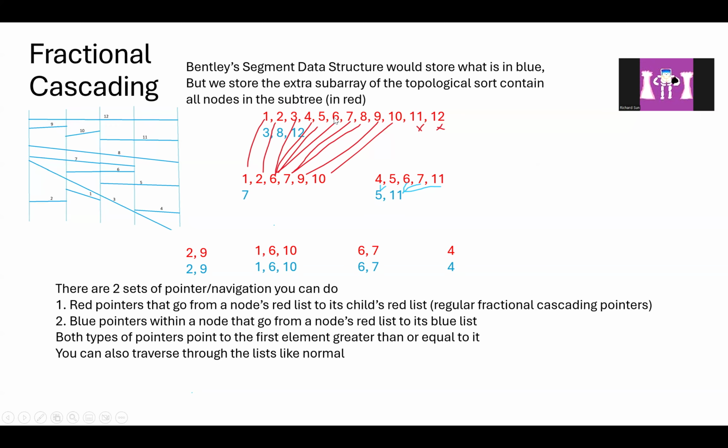The red pointers go from a node to its children, and the blue pointers are within a node. So red to blue, it's also the first number that's equal to or greater than it. So 4 goes to 5, 5 goes to 5, and so on.